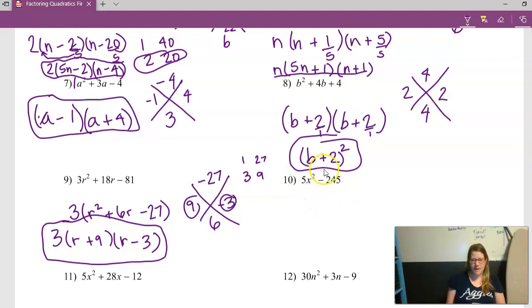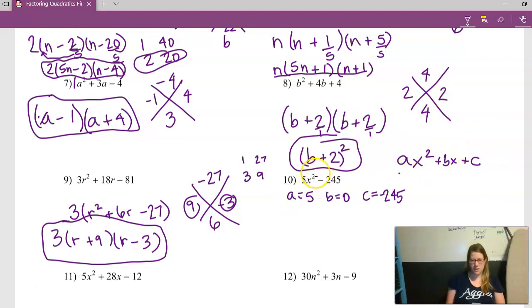So our b in this case would be equal to 0. So a is 5, b is 0, and c is negative 245. You have to think about that standard form, ax squared plus bx plus c, in order to know which one should be 0 if there's only two terms. Again, a is always with x squared and b is always with x, and then c is always the constant term that doesn't have a variable with it.